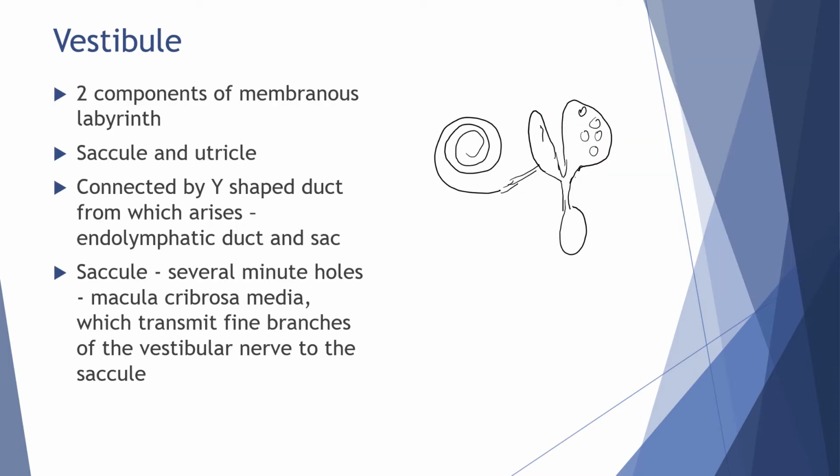So the two components of the membranous labyrinth of the vestibule are the saccule and the utricle. These are connected by a Y-shaped duct. Here you can see the Y-shaped duct from which arises the endolymphatic duct and the endolymphatic sac. In the saccule, there are several minute holes called macula cribrosa media, which transmit the fine branches of the vestibular nerve to the saccule.